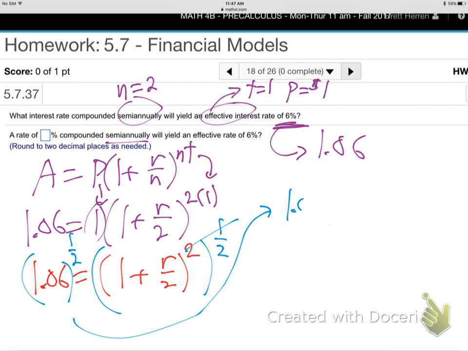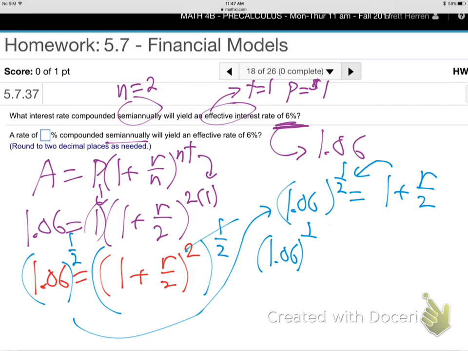So get rid of the outer layer, half power on both sides. That's 1.06 to the half power. The other side is 1 plus r over 2. We got rid of the outer layer. Now move this 1 to the other side. 1.0, I'll do the decimal later. I'm just going to leave it like that for now. R over 2. Last step to get r alone: multiply both sides by 2. Boom. So there it is.